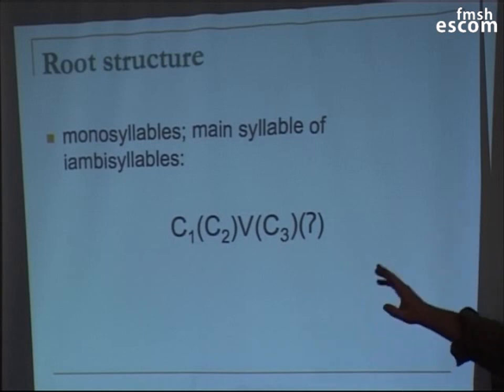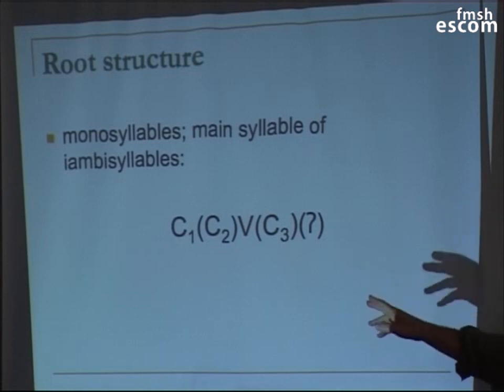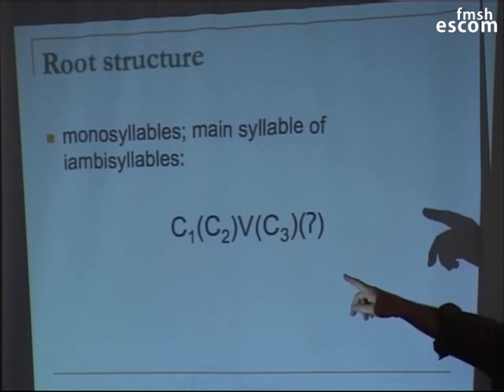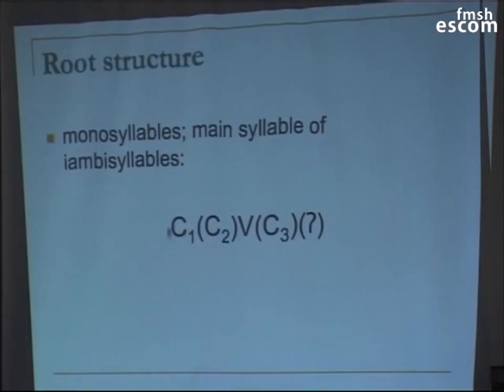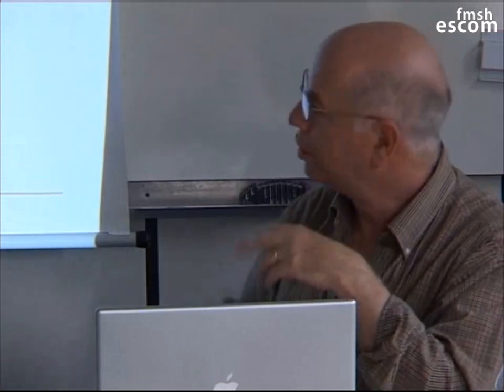So what an Old Chinese main syllable had to have was an initial consonant, C1, and a vowel, V. You had to have this, and you had to have this. The rest was optional in a sense. I'm not saying that you could have them or not; they were not optional in the same word. I'm sure you understand what I'm saying. Okay.